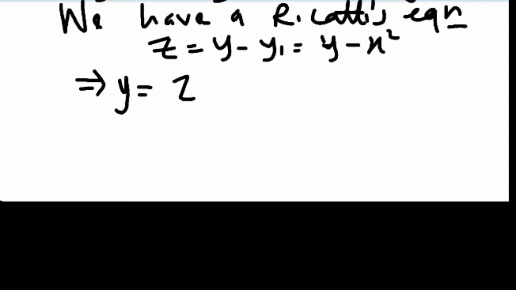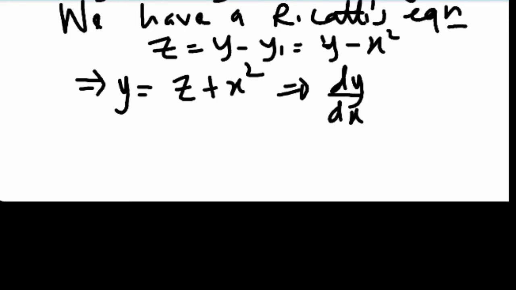So z plus x squared. Now I'm going to differentiate this. This implies that dy by dx. Remember, z is a function of x. You can see it easily because there's x squared here. So z is a function of x. So this is equal to dz by dx plus, if I differentiate x squared with respect to x, I have 2x.